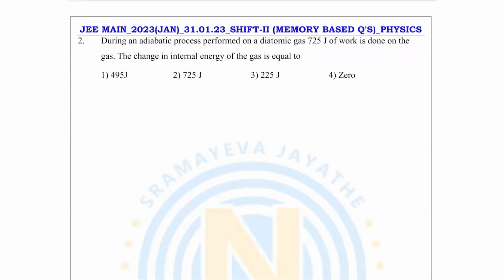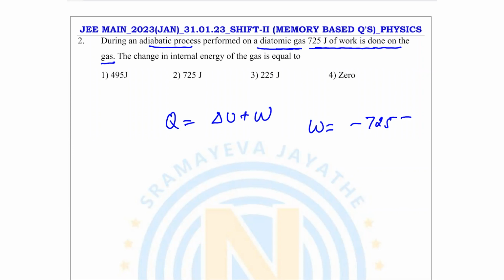Next question. We are given that during an adiabatic process performed on a diatomic gas, 725 joule of work is done on the gas. So work has been done on the gas. If I use the formula Q is equal to delta U plus W, W will be minus 725 joule, because in this formula, W is the work done by the gas. Since we are given work done on the gas, it must be taken with a negative sign.